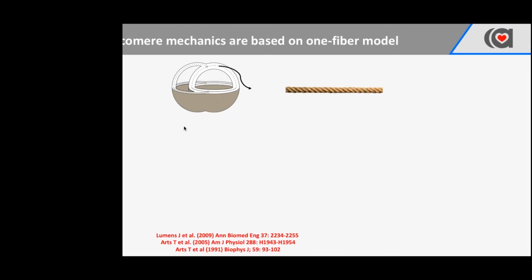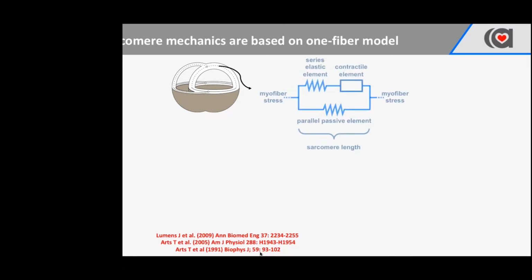There is a seminal paper on that. It was a 1998 paper by Theo Arts in the Biophysical Journal, which you see here down below. And if you want to know more of the background for that, I really strongly advise you to read that paper. What it does is that you have a series elastic element and a contractile element in series, and then you have the parallel passive element. And those three elements together are used in order to calculate or estimate the sarcomere mechanics.